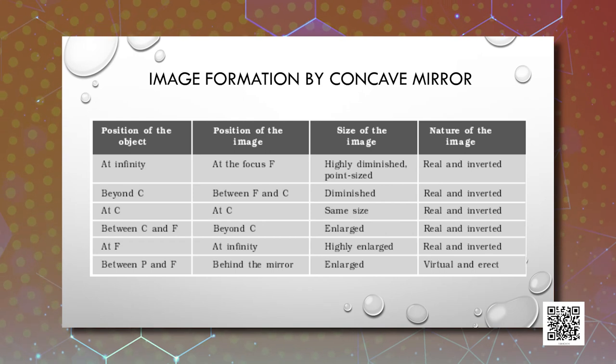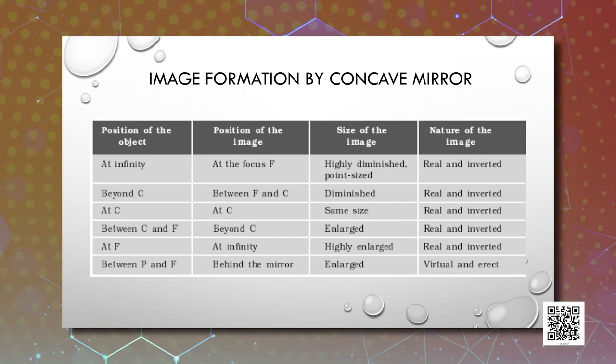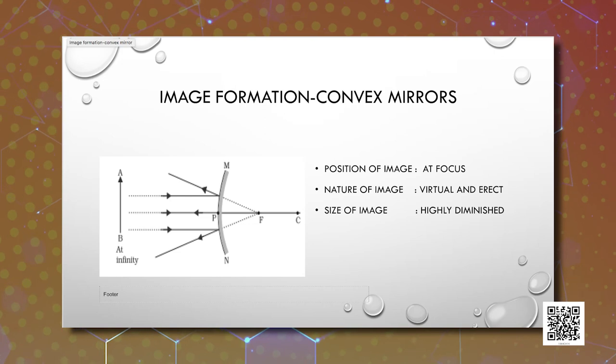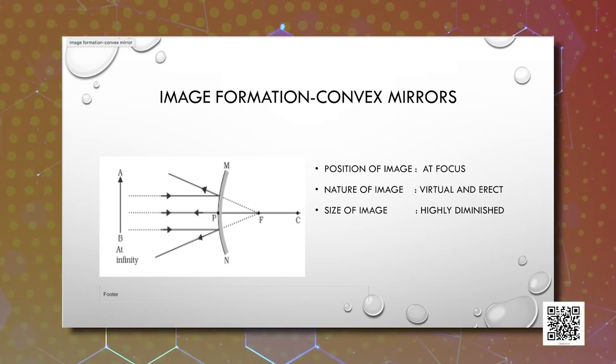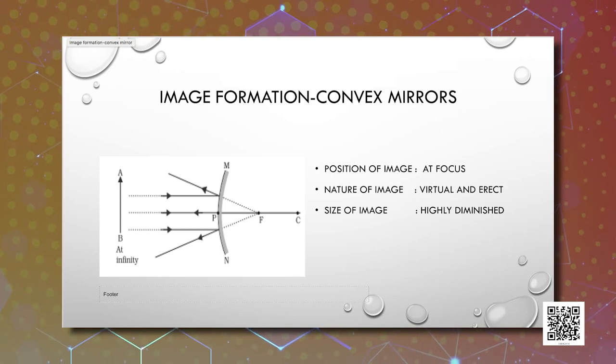Such an intersection of the reflected rays will be an apparent intersection, but not an actual intersection. Therefore, the image which will be formed will be a virtual and erect image. As you can see in the figure, the image is virtual, erect, and enlarged. You can see the position, nature, and size of the image in the table shown in the slide.